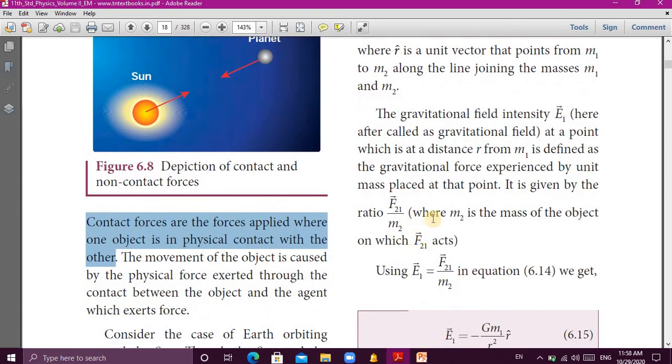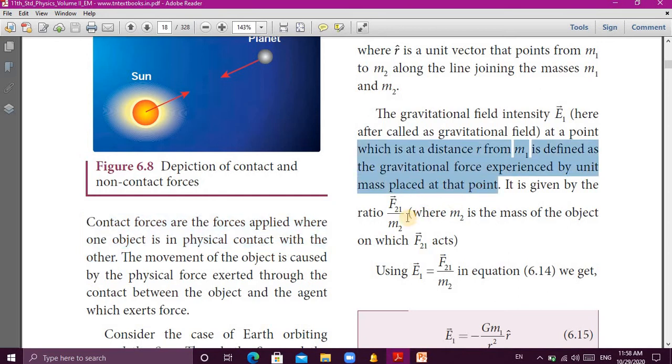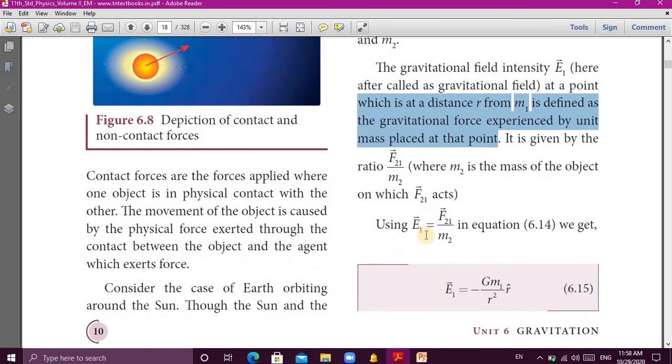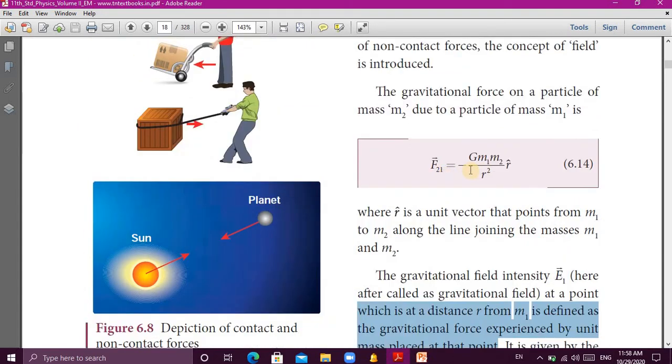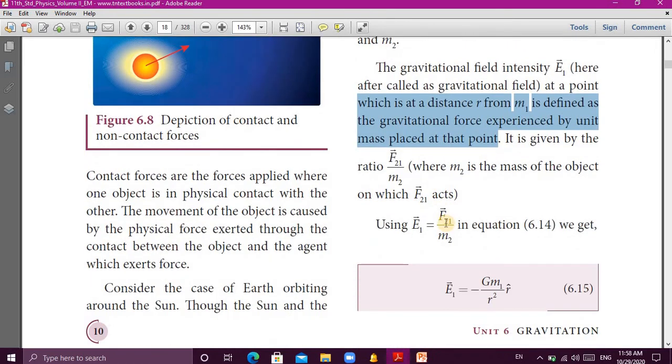Now the gravitational field is nothing but the gravitational force experienced by the unit mass placed at the point. It is given by the ratio F21 vector divided by M2, where M2 is the mass of the object on which F21 vector acts. So the equation can be written as E1 vector, that means field, is equal to F21 vector divided by M2. F21 we already know: F21 is minus G M1 M2 divided by R square into R cap, just substituting in this equation.